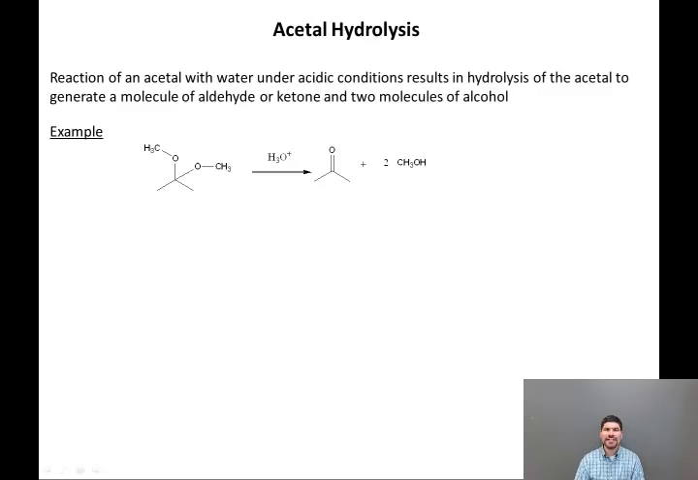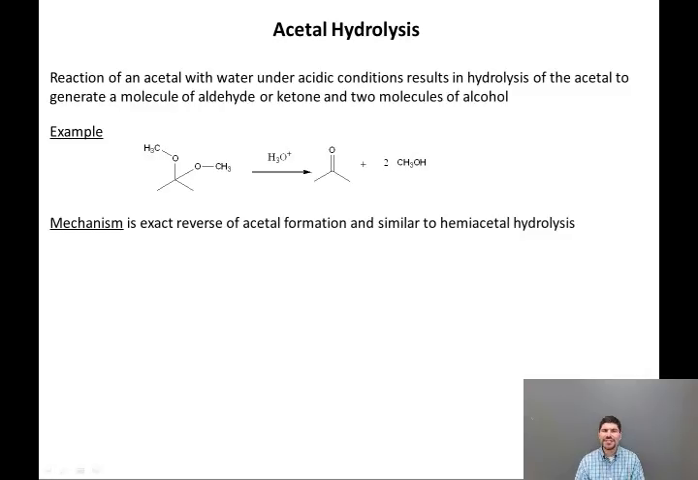Having looked into the mechanism of hemiacetal hydrolysis, we can now turn our attention to acetal hydrolysis. Reaction of an acetal with water under acidic conditions only results in hydrolysis of the acetal to generate a molecule of aldehyde or ketone and 2 molecules of alcohol. An example is given below with acetone dimethyl acetal reacting with H3O+ to get 1 molecule of acetone and 2 molecules of methanol.